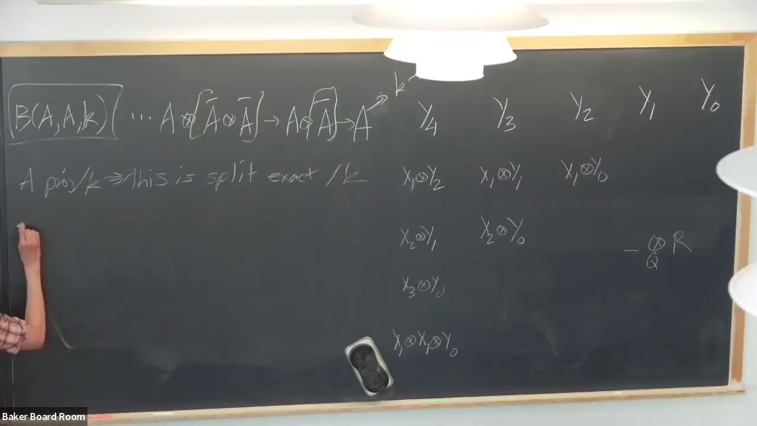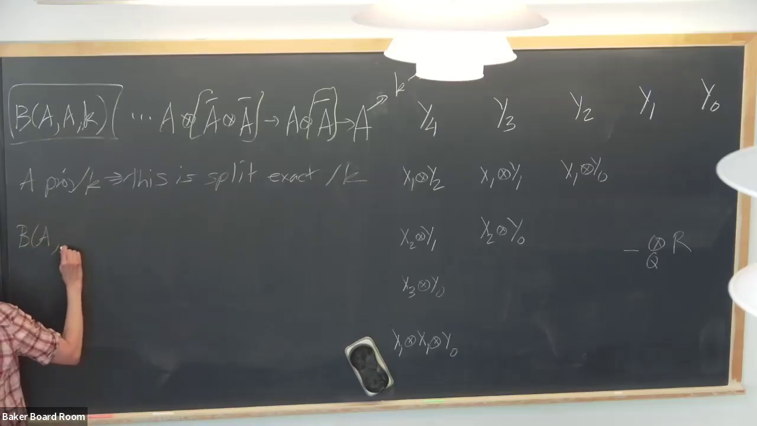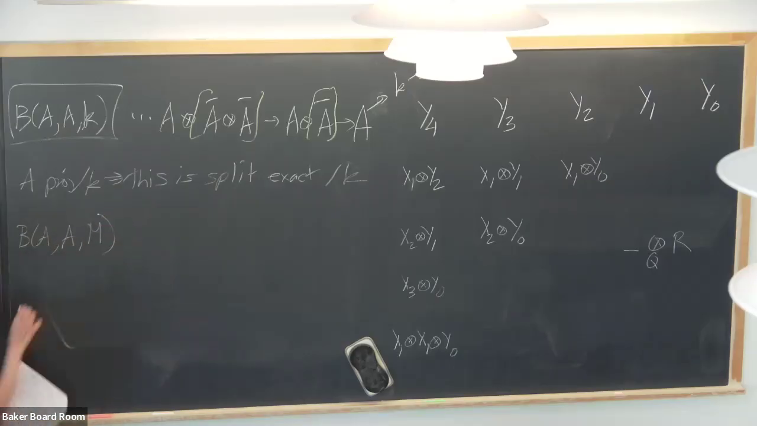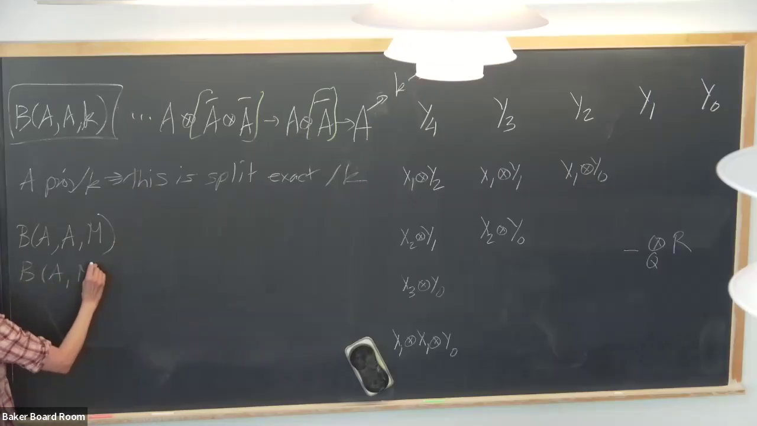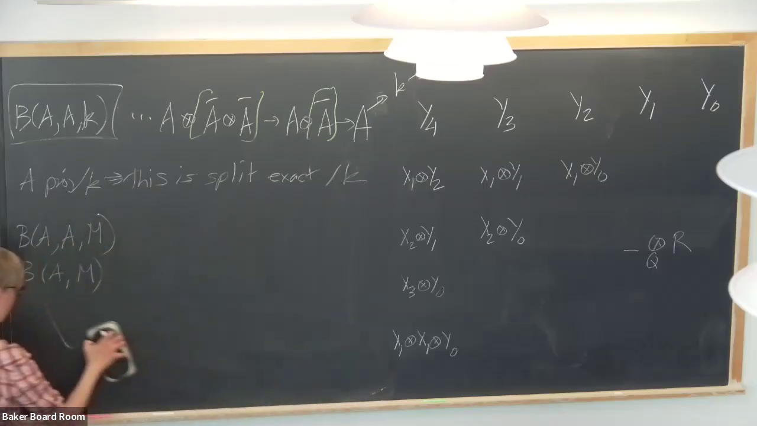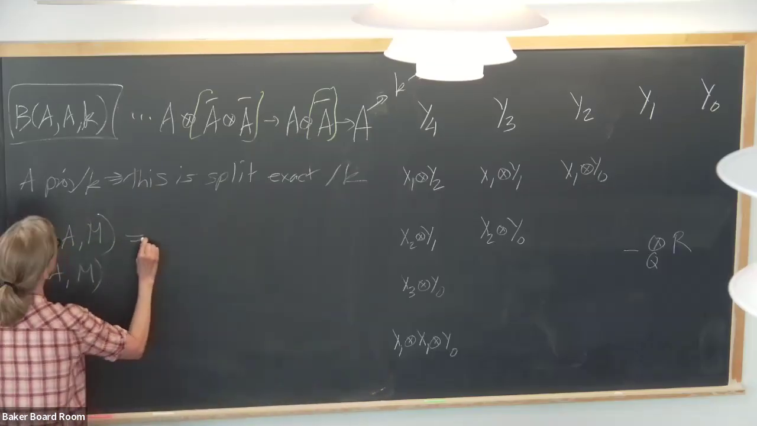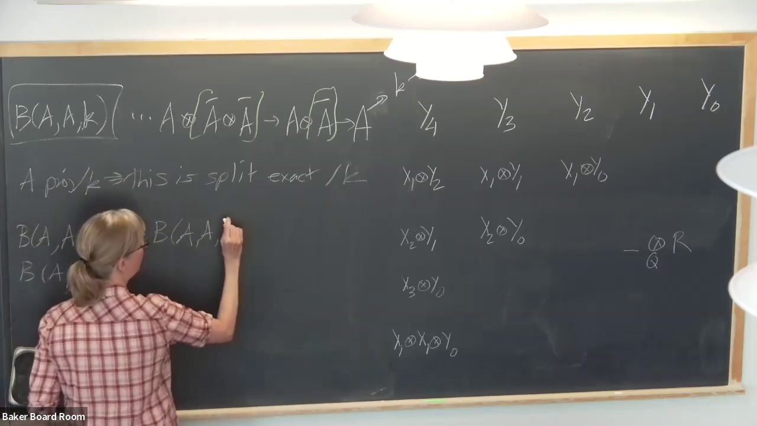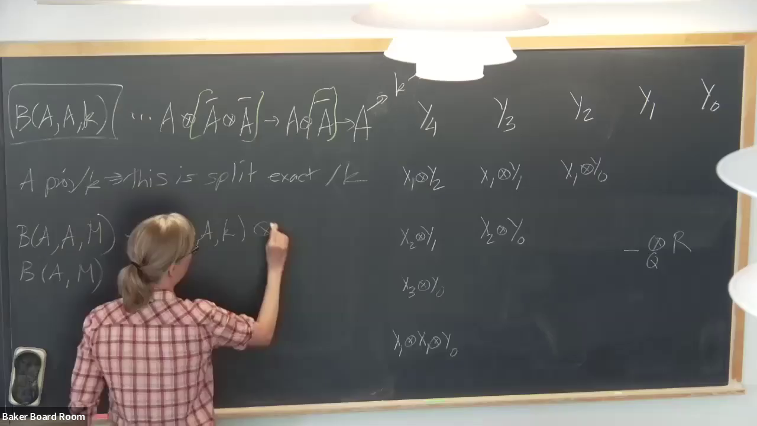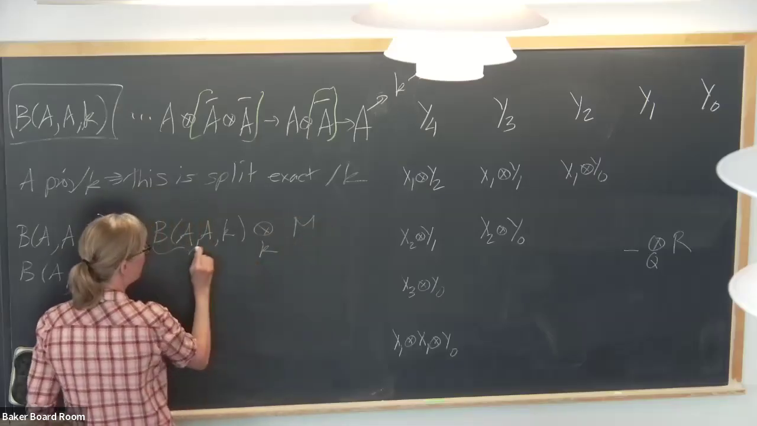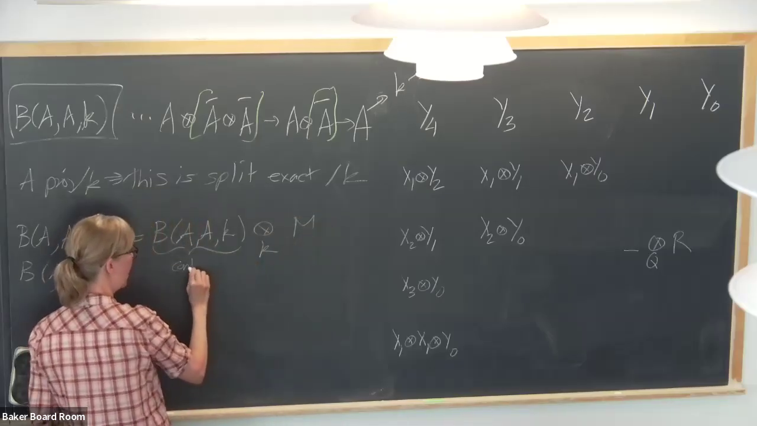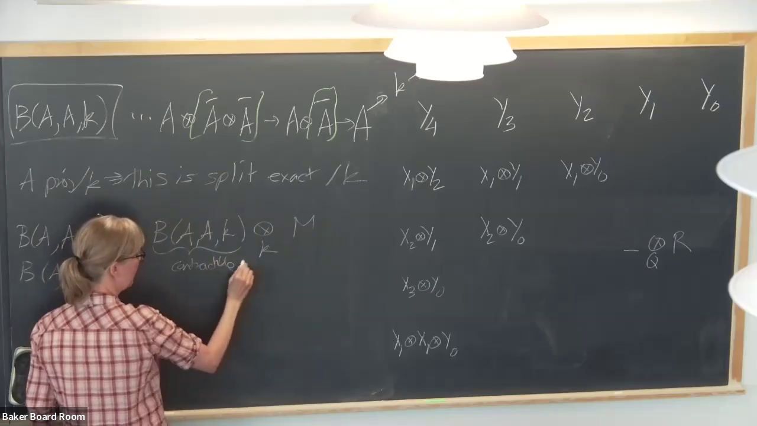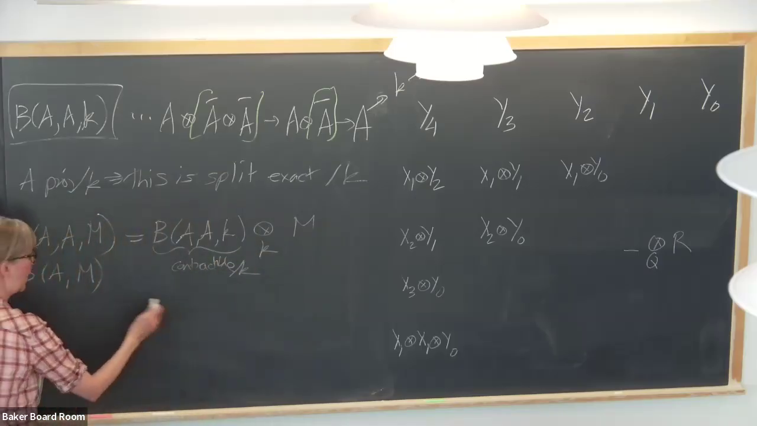So now take what's called BAAM. Sometimes it's just called BAM. Sorry, there are 100 different names. And so that's this thing, tensor. So B A A K, tensor over K with M. And since this thing is contractible over K, this thing is still exact.